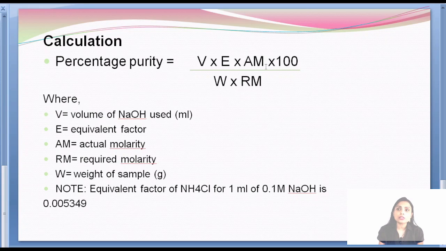Actual molarity means, while performing the standardization of 0.1 molar NaOH solution using the formula N1V1 equals N2V2, whatever we get from there we will put here, multiplied by 100 and divided by W. W is simply the weight of the ammonium chloride taken. RM will be the required molarity. How much do we require? That is 0.1 molar. By putting all the values in this equation, we will get the percentage purity of the ammonium chloride.